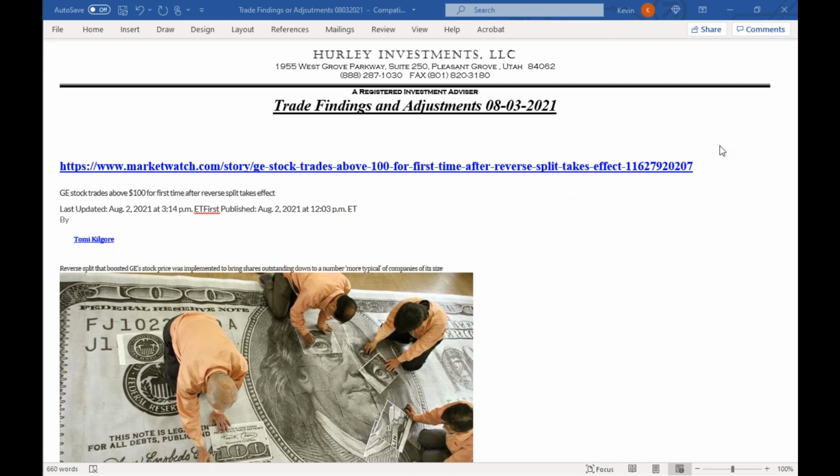For every 8 shares of General Electric, you went down to 1 share. Well, Kevin, what happens if you only had 4 shares? Then you were bought out. If you had, let's say, 100 shares and you had like a half a share, GE bought that half a share back from you. But for every 8 shares you used to have, you only had 1, and that pushed the stock price up to $100. I think it was actually $103 from where it was trading at.